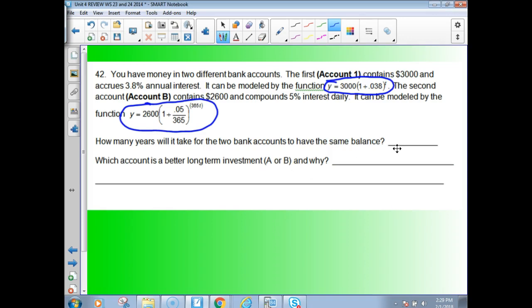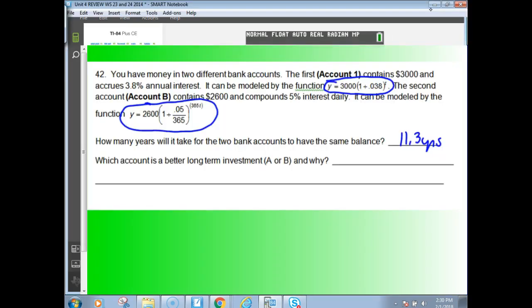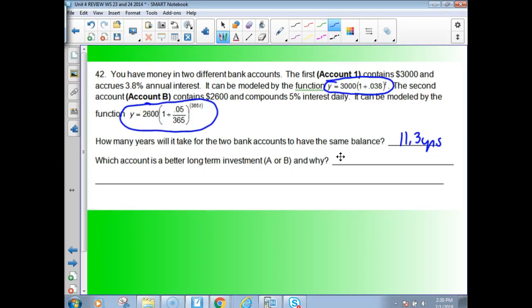So how many years will it take for the 2 bank accounts to have the same balance? That'd be 11.3 years approximately. And which account is the better long-term investment? If you look back at your graph, the red one is, which is B, after 11.3 years. So what's your decision going to be based on? Depends on how long you want to invest, right? So you would make a description here. If I want to invest less than 11 years, then I choose A. If I want to invest for more than 11 years, then I would choose B. Okay, give me some kind of reason.